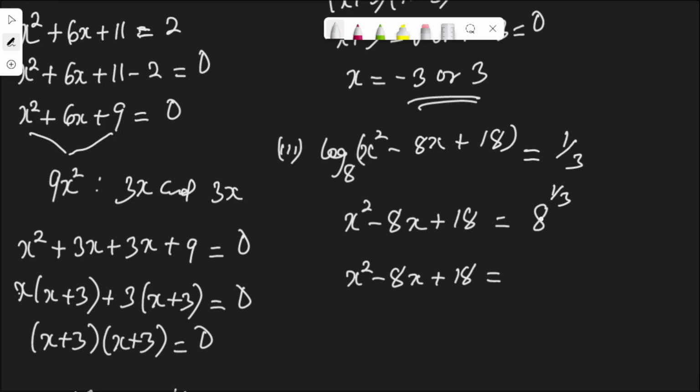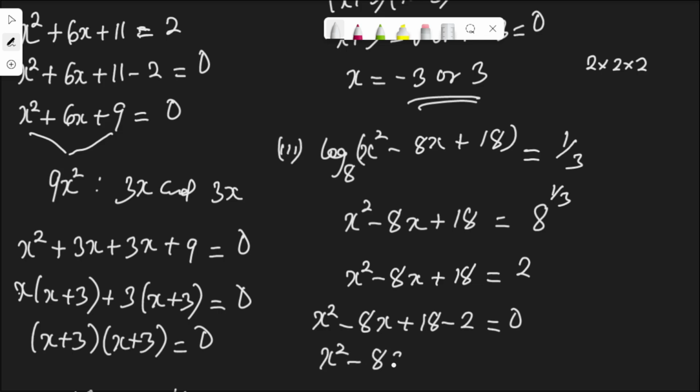And the cube root of 8 is a number that multiplies itself 3 times to give us 8. 2 times 2 is 4. 4 times 2 is 8. That means 2 multiplied by itself 3 times gives us 8. Hence, the cube root of 8 is 2. Now, x squared minus 8x plus 18, bringing 2 to this side, it becomes minus 2 equal to 0. And then x squared minus 8x, 18 minus 2 is 16, equal to 0.